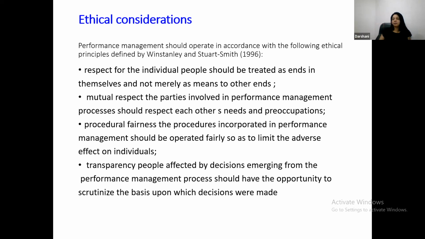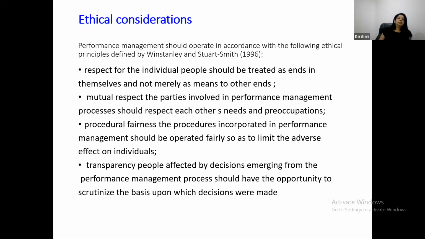When you say you can't do it, what will happen? The other person also gets stressed. He also gets irritated, dissatisfied. So you should not do that. It is ethically wrong. So you need to mutually respect each other's needs and preoccupations.